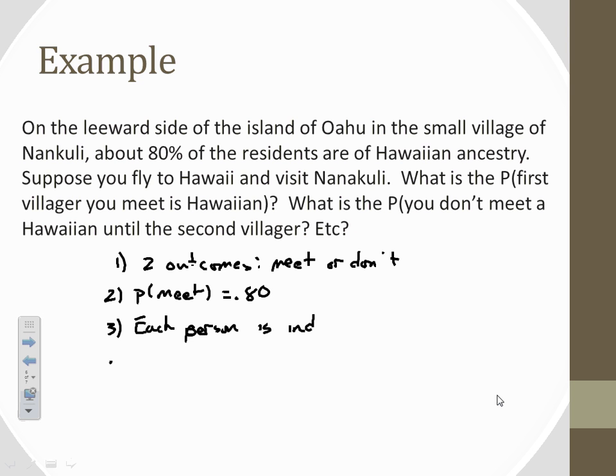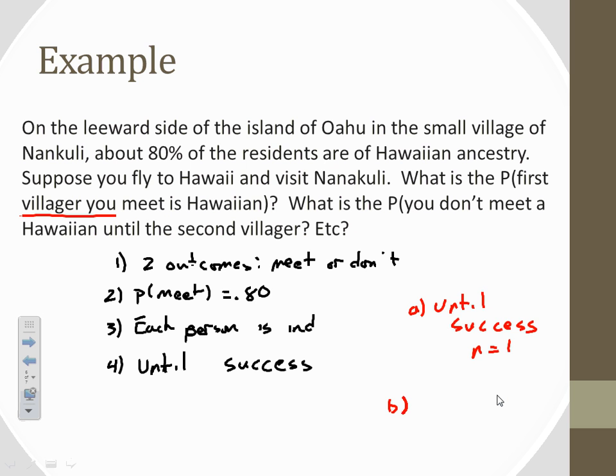And then here, number 4, it's until success. So you can see right away, first villager, so that first example, right, what is the probability of the first villager? So in part A, if you want to think about it this way, the until success there, well, that's going to be n equals 1. And then for part B, the until success, sorry, it'd help if I spelled right, until success in part B, that second question, would be that n equals 2.